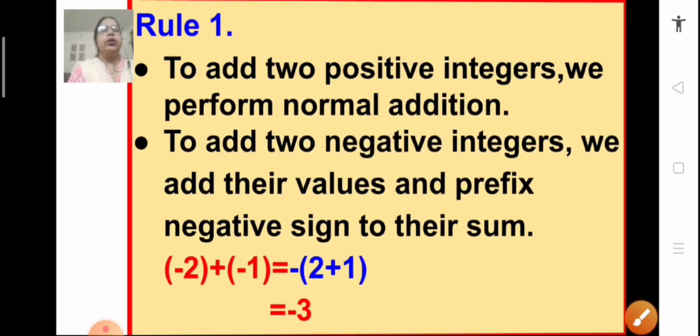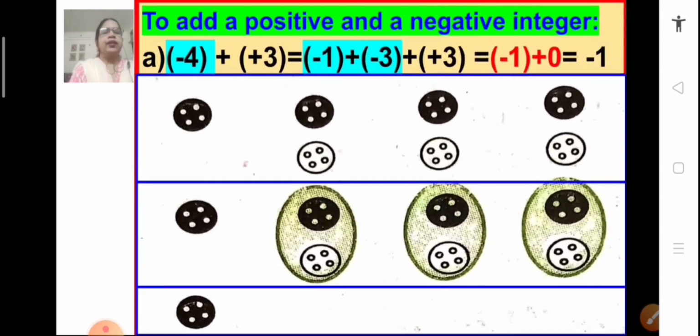So what is the rule? To add 2 positive integers, we perform normal addition. And when we add 2 negative integers, we simply add their values and prefix a negative sign to their sum. That means simply we add the integers and the answer will take the negative sign.